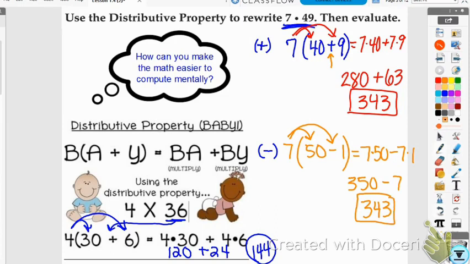So whether you want to round it up or round it down, it's easy to multiply by 10, 20, 30, 40, some of those numbers that end in 0, so that's what you want to try to look for.